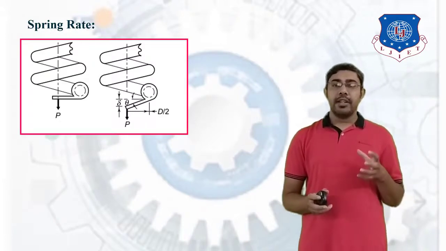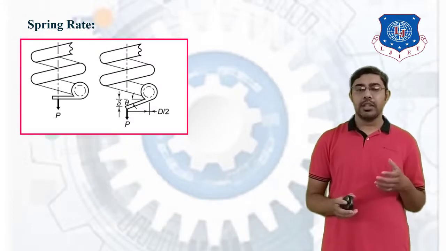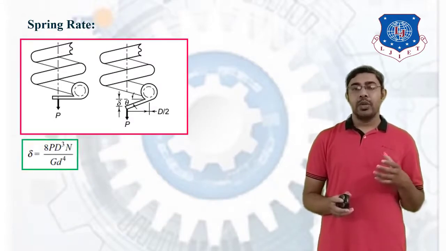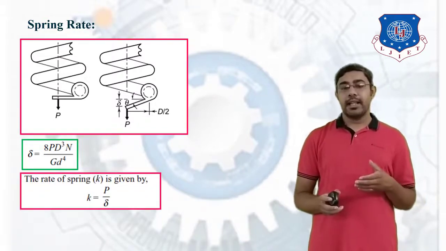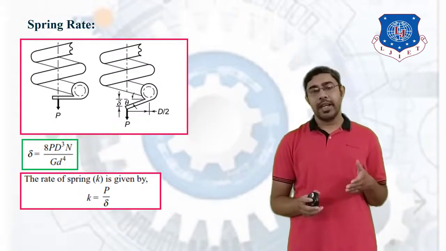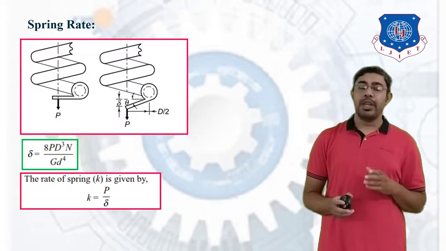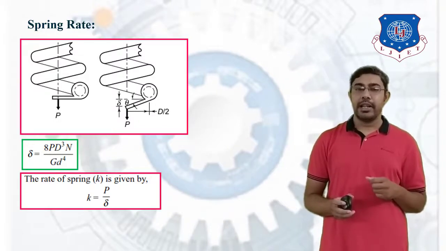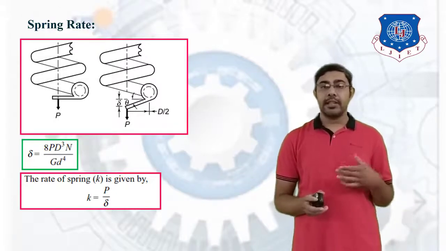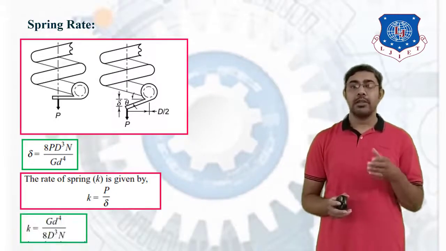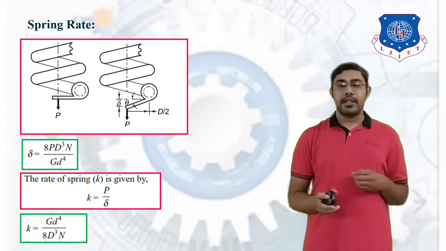Now we have the deflection of spring wire, so we can calculate the spring rate. As we know, the spring rate K is equal to P by delta, or you can say the stiffness of spring K is equal to P by delta. Here the value of delta we know, that is 8PD cubed into capital N divided by G d raised to 4. So if you place the value of delta, you get the spring rate K is equal to G d raised to 4 divided by 8D cubed N. So this is the spring rate equation.